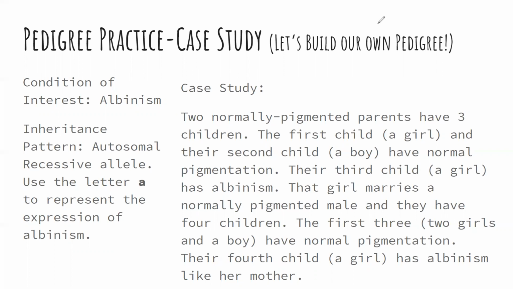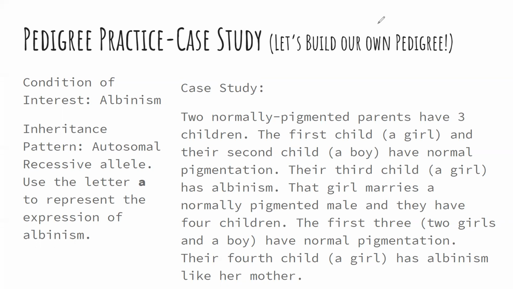So our case study: 2 normally pigmented parents have 3 children. The first child is a girl and their second child is a boy. They have normal pigmentation. Their third child, a girl, has albinism. And that girl marries a normally pigmented male and they have 4 children. The first 3, 2 girls and a boy, have normal pigmentation, but their 4th child, a girl, has albinism like her mother.